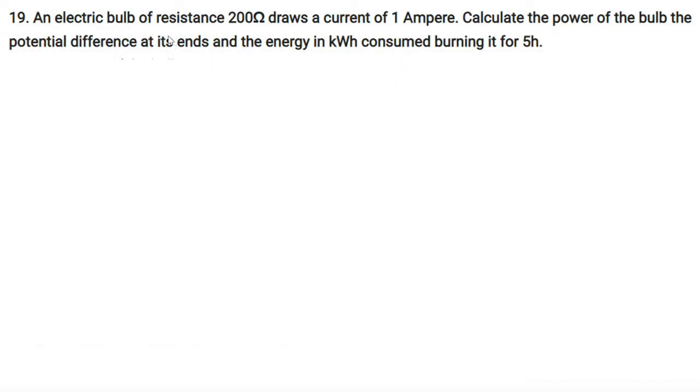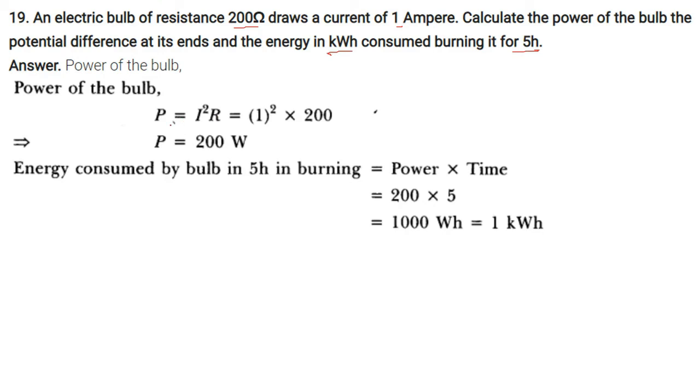An electric bulb of resistance 200 ohm draws a current of 1 ampere. Calculate the power of the bulb, the potential difference at its ends, and the energy in kilowatt hour consumed by burning it for 5 hours. So the power of the bulb, we know P is equal to I square R. I is given as 1 ampere. R is given as 200 ohm. So this becomes 200 watt.